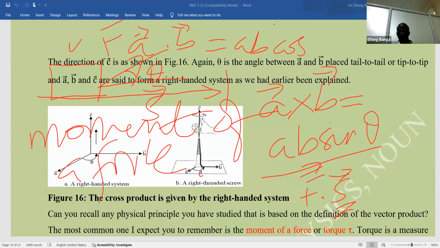Let me allow you to see my face so that you understand what I'm saying. Can you see me now? Yes, sir.